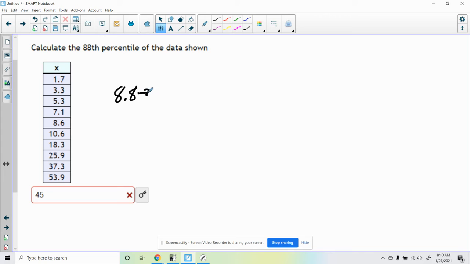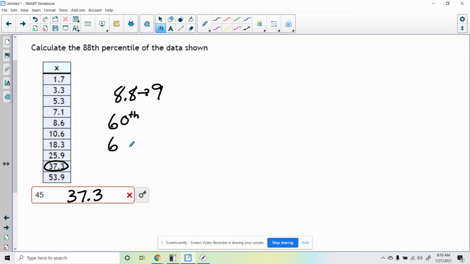We'll round up to 9. So the 9th box is going to be our answer. So this is 37.3. If, let's just say, I wanted the 60th percentile, I'll do 60% times 10, and I'll get 6.